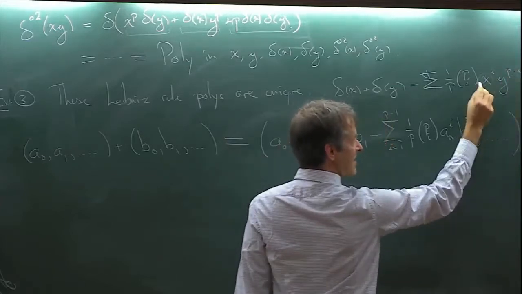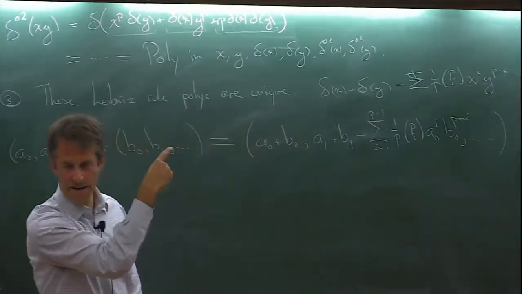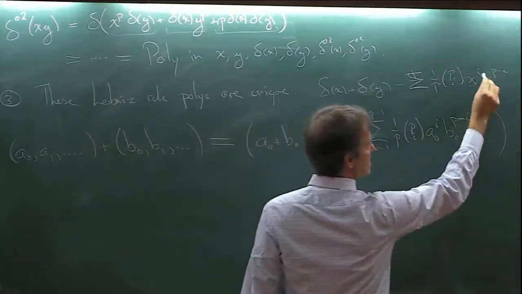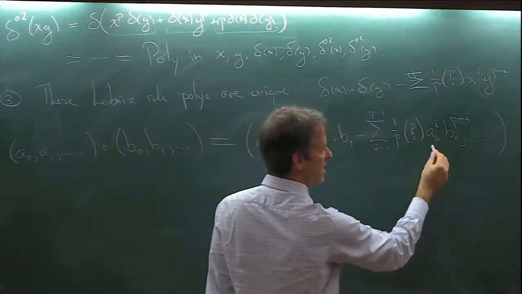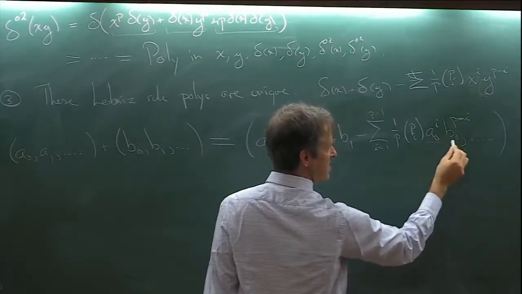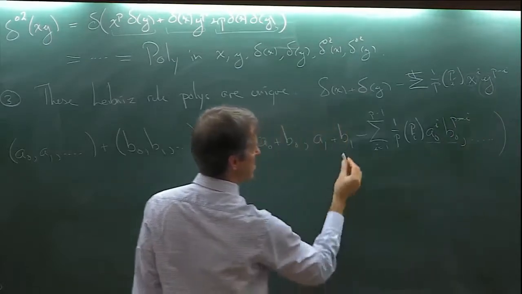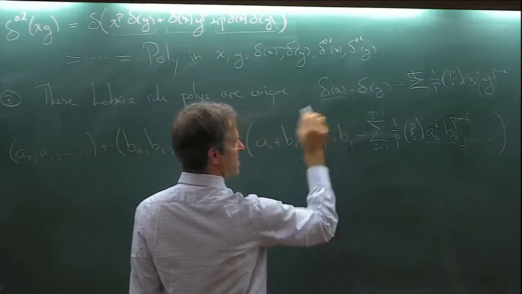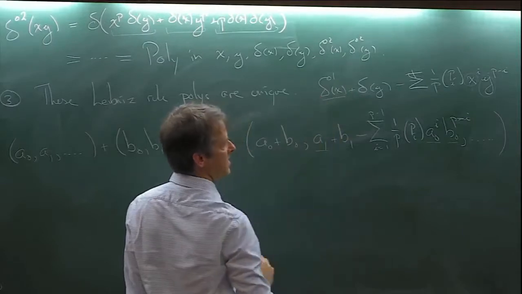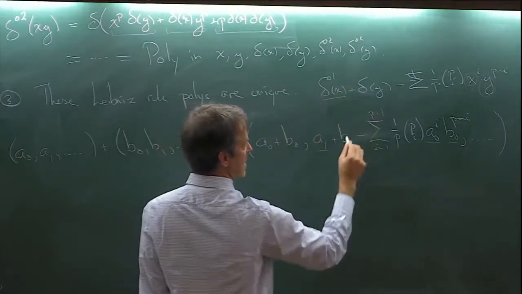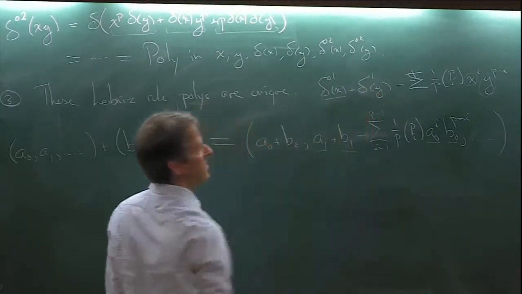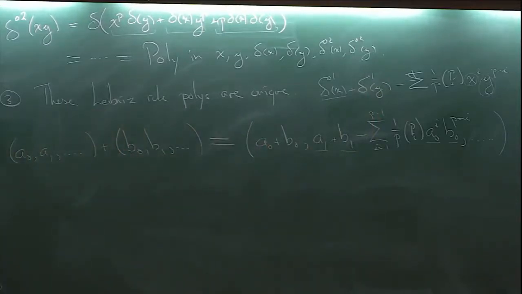Of course, x is the 0th iterate of delta applied to x, and y is the 0th iterate of delta applied to y. So x corresponds to a0, y corresponds to b0, a1 corresponds to the first iterate of delta applied to x, and b1 corresponds to the first iterate of delta applied to y.